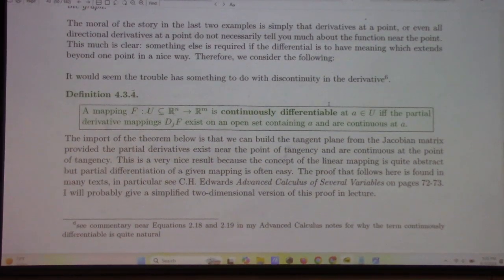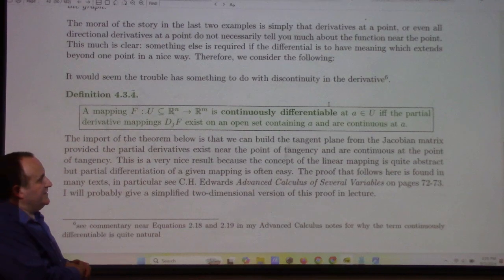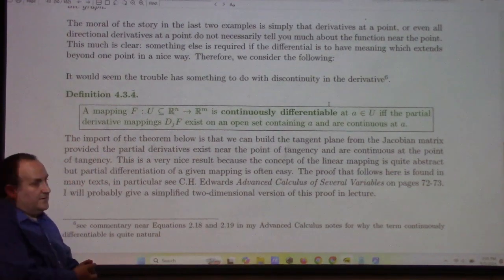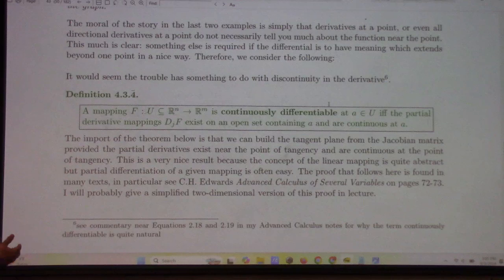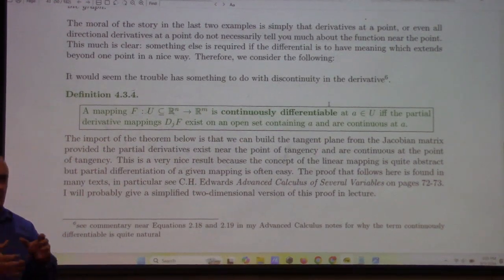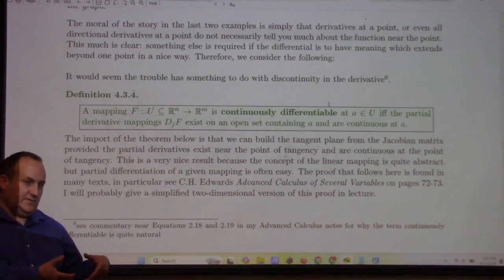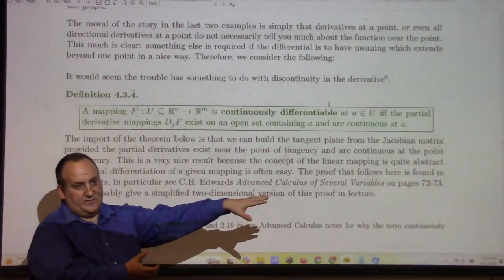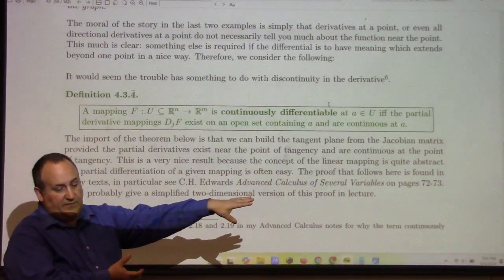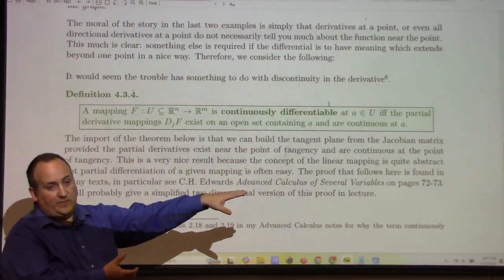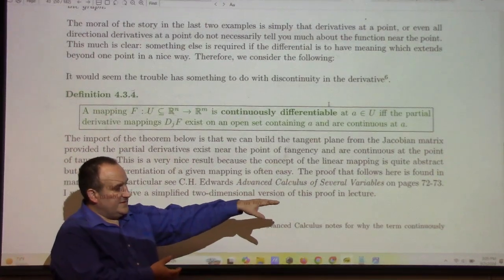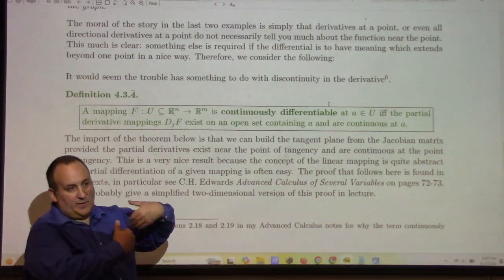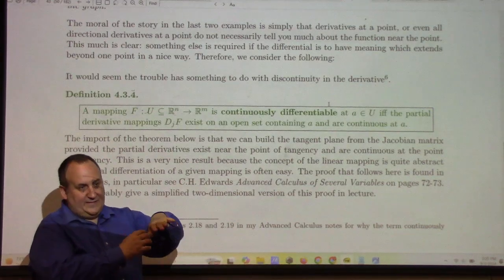So, definition. A function from Rn to Rm is said to be continuously differentiable if all of the partial derivative mappings exist on an open set containing the point and they're continuous there. So continuous differentiability concerns partial derivatives. You notice that the definition of Fréchet differentiable didn't involve partial derivatives directly. All right? But you can prove a theorem that says that if the Fréchet derivative exists, then the partial derivatives exist. That's actually fairly easy.